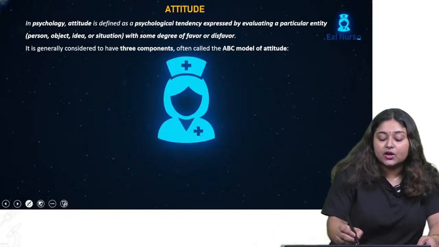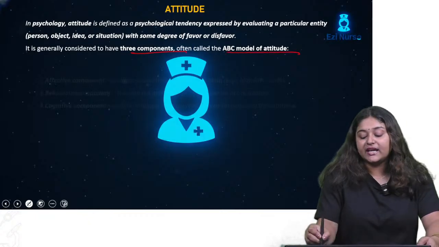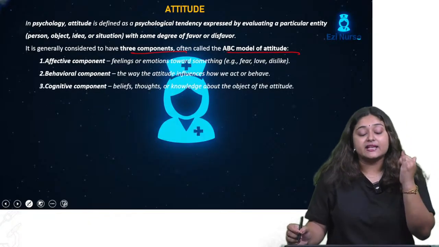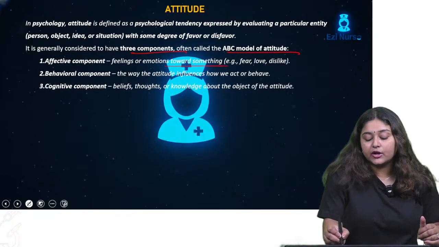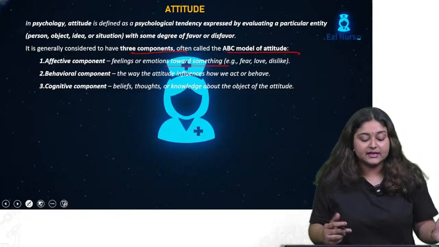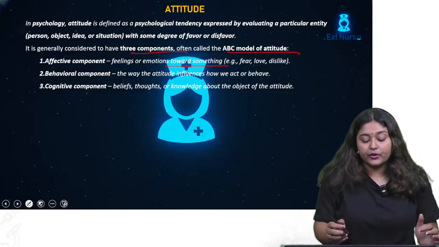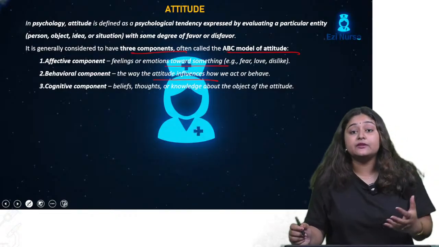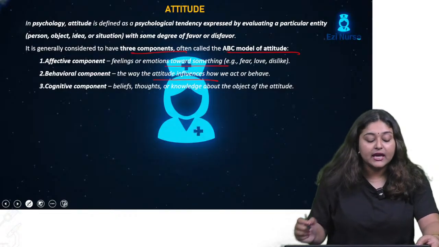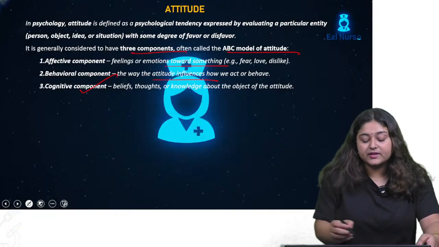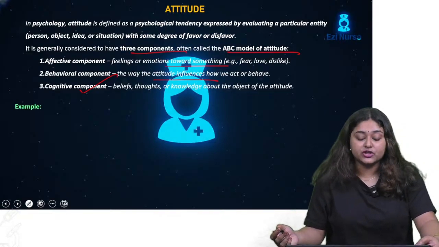It is generally considered as having three components, often called the ABC model of attitude. A stands for affective component, which is feelings or emotions towards something, like fear, love, etc. Next is the behavioral component, which is how attitude influences how we act or behave. And C stands for cognitive component, which is belief, thought and knowledge about the object of the attitude.